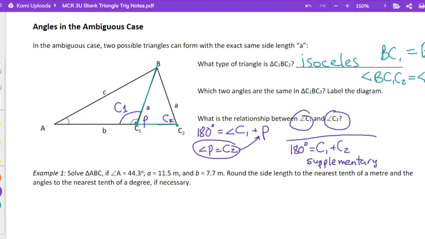angles. So those 2 triangles that are formed as a result of the ambiguous case, they're actually quite related and they are predictable. Those 2 angles that are formed are supplementary angles.